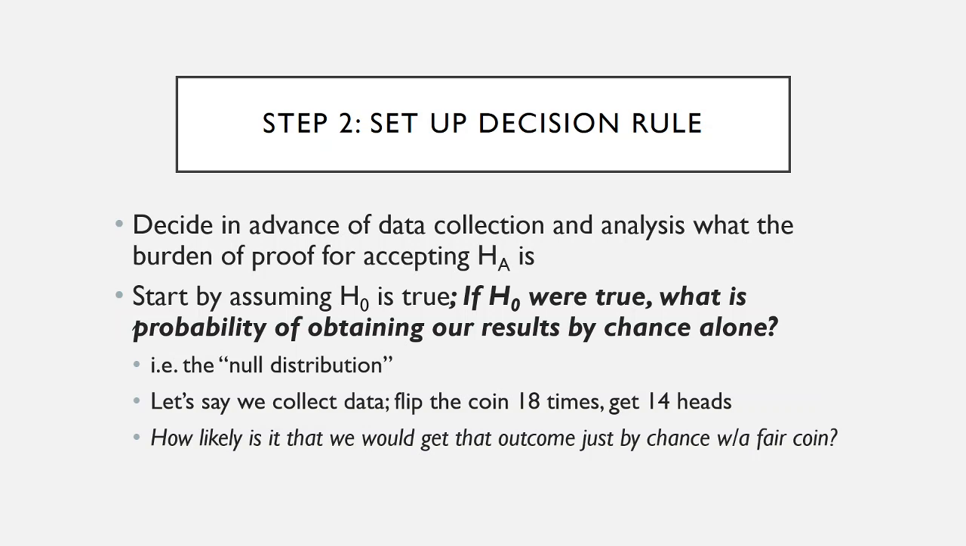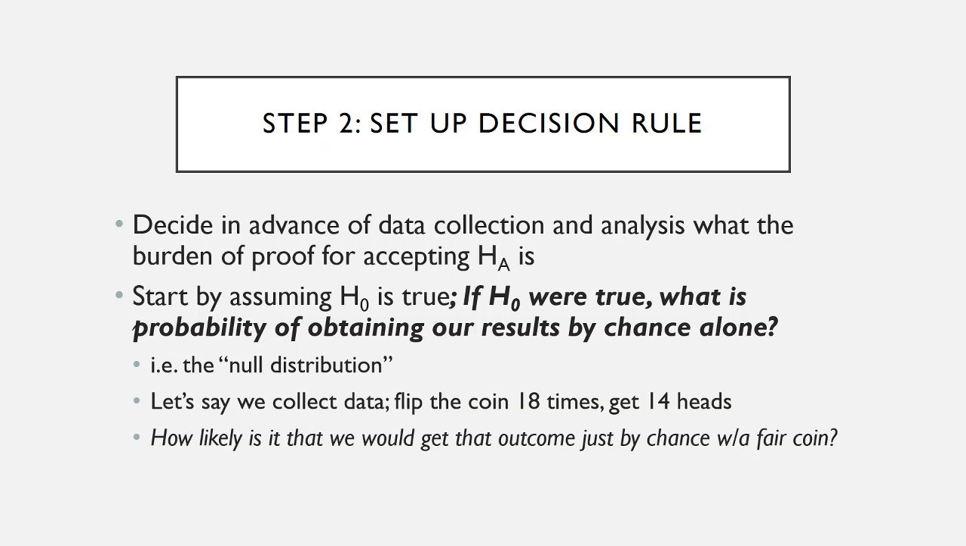Essentially, we ask ourselves, if the null hypothesis were true, what's the likelihood of the result that we get happening by chance alone? Theoretically, at this step, we haven't actually run any trials yet, but let's say, hypothetically, we know we're going to flip the coin 18 times. If we get 14 heads, we want to understand just how unlikely that outcome was, and whether getting 14 heads out of 18 coin flips is so unlikely to happen by chance that we're willing to go with the alternative explanation that the coin is biased.